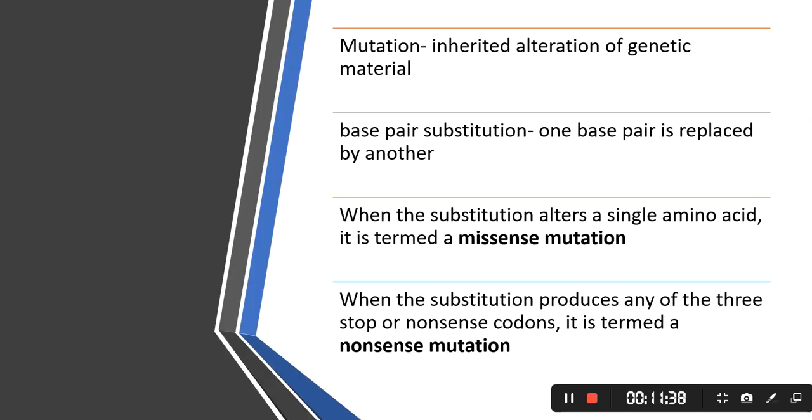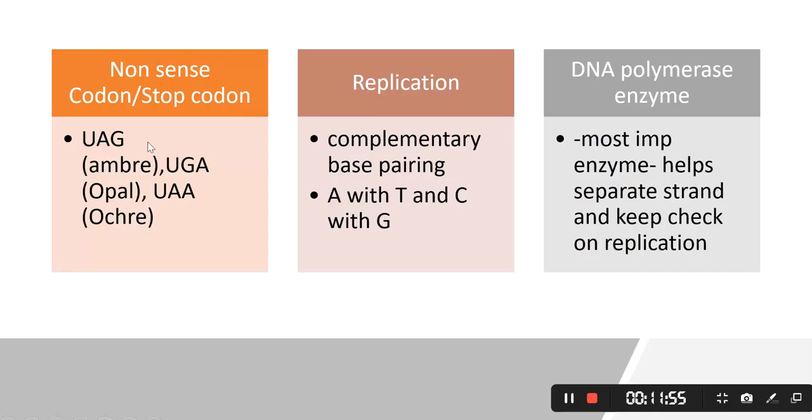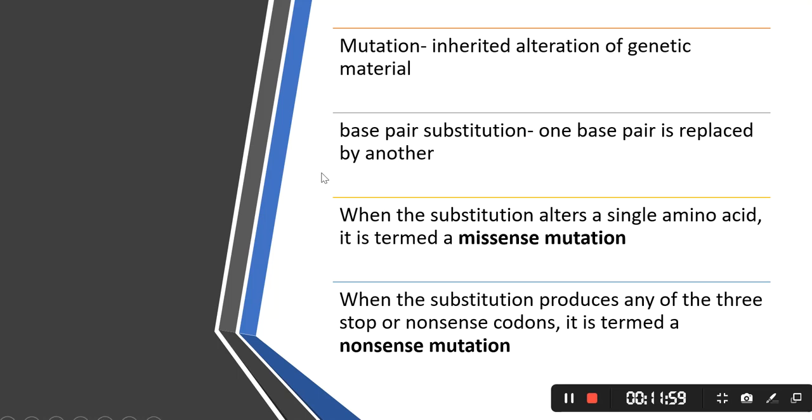Now coming to the mutations, the genetic disorders. What are mutations? Mutations are the inherited alterations of the genetic material. And what are the types? They are base pair substitution, where one base pair is replaced by another. What is a base pair? I told you just now, this is called one base pair. UAG, UGA, UAA, these are all base pairs. That is called a base pair substitution.